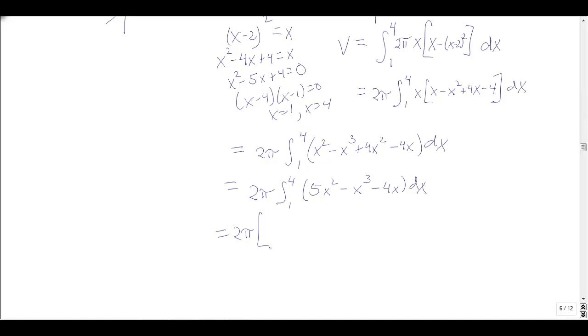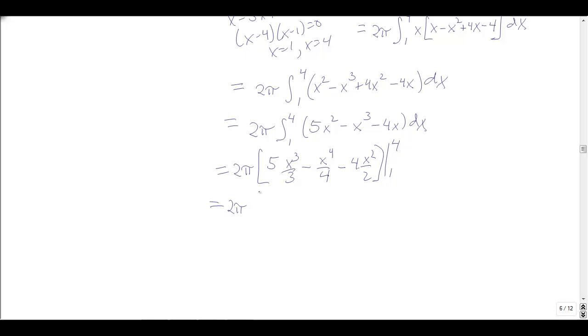So I get 2 pi, 5x squared is going to give me 5x cubed over 3, minus x to the 4th over 4, minus 4 times x squared over 2, that's 2x squared. And I'm going to evaluate from 1 to 4. So now I should write this down. I get 2 pi, 5 times 4 cubed over 3, minus 4 to the 4th over 4, 4 over 2 is 2, so minus 2 times 4 squared. And when I subtract, plugging in 1s, that's going to give us a 5/3 minus 1/4, and then minus 2.